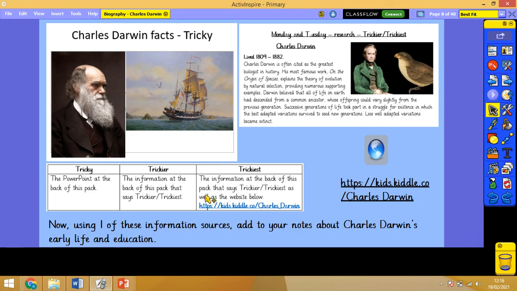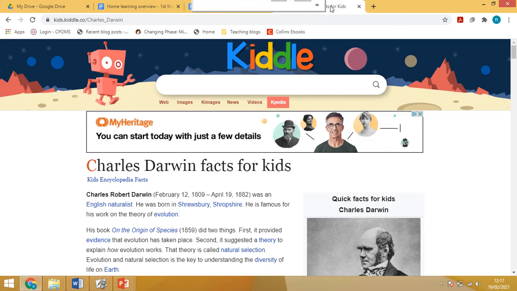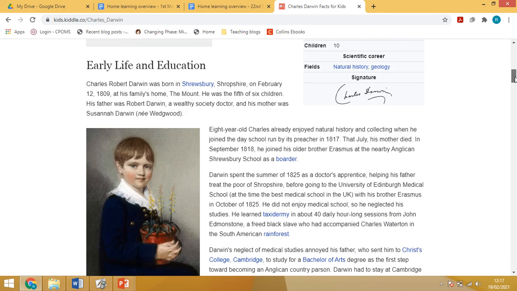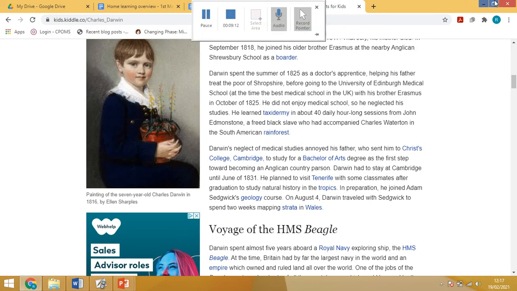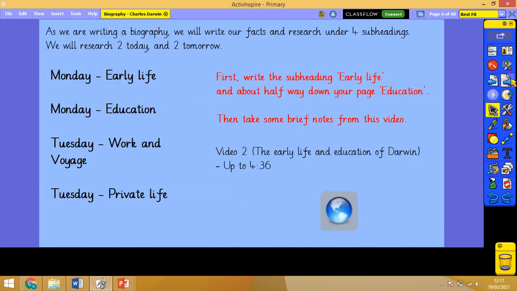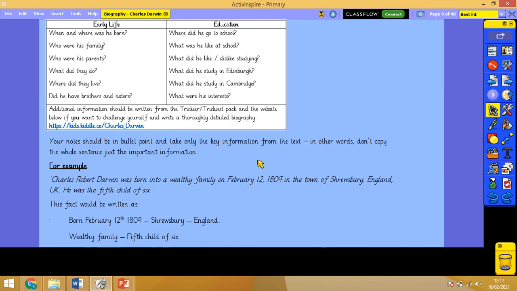The last thing there is, if you are looking for a real challenge, you will have a look at this website here, which again I'll put on the blog, and this gives you even more information than before about Charles's early life and about his education. So with the notes that we took before, what I'd like you to do is just add to your notes there. Make sure you're using bullet form.